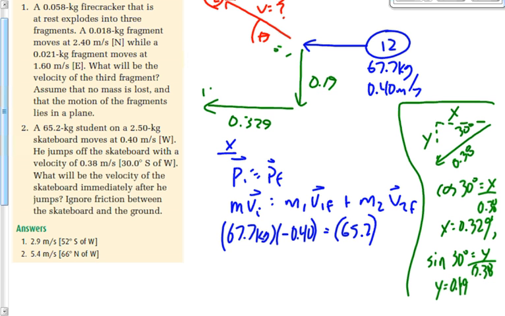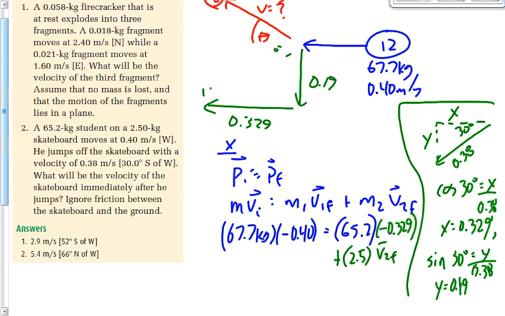What is it? It is 0.329. We're going to make it negative, though, because it's going to the left, right? So negative 0.329 plus m2, which is 2.50 times v2f. Okay, I'm not going to solve for v2f right now, because it's not the point of what I wanted to show you here.